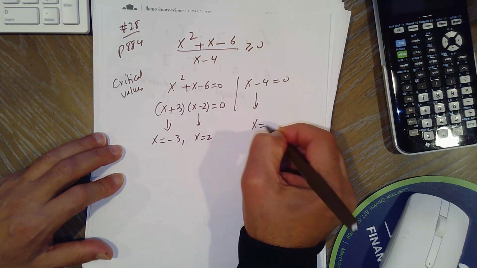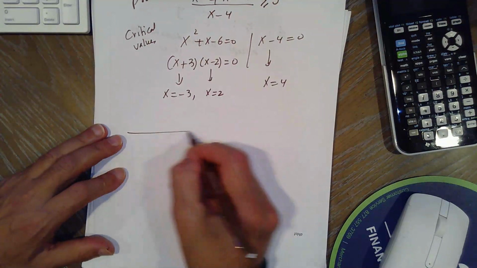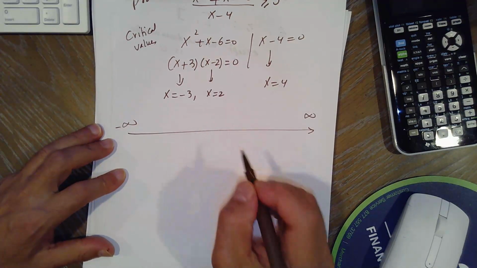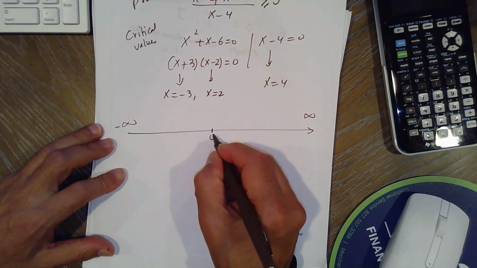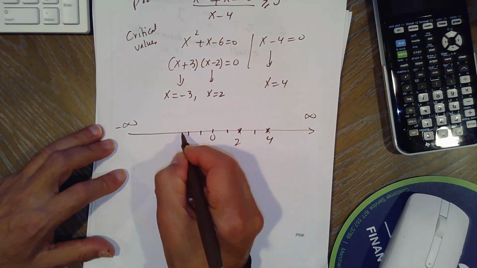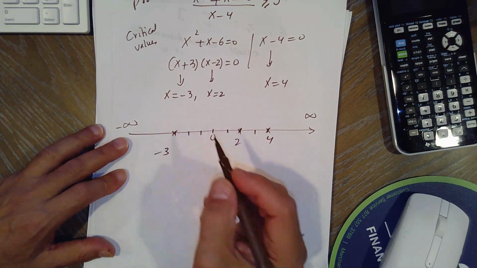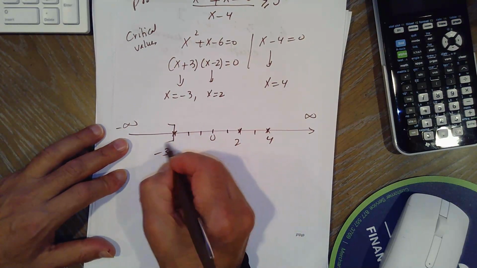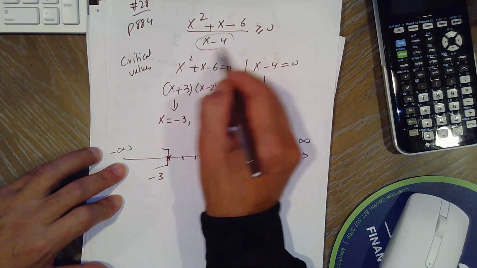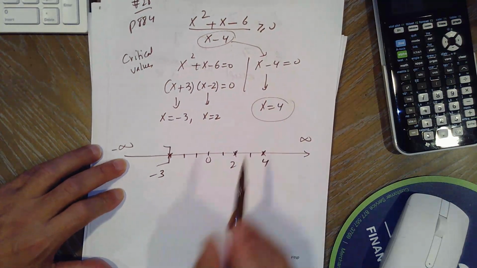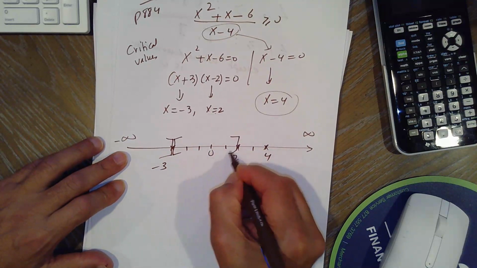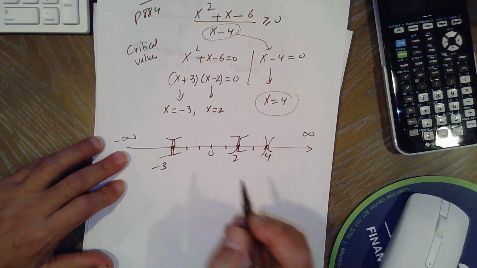This is another critical value. So we have 3 critical values, meaning 4 intervals. Okay, it's always one more interval than the number of critical values. 2, 4, negative 3. So negative infinity to negative 3. Remember, it's greater or equal, so it's going to be brackets, except where the denominator equals 0. Okay, so at negative 3 we're going to have a bracket. At 2 we're going to have a bracket, but at 4 we're going to have parentheses.